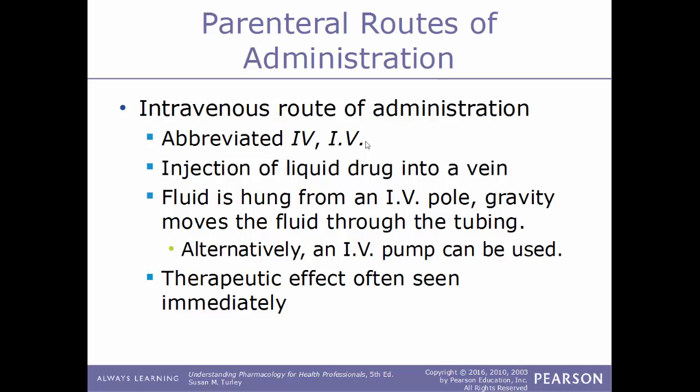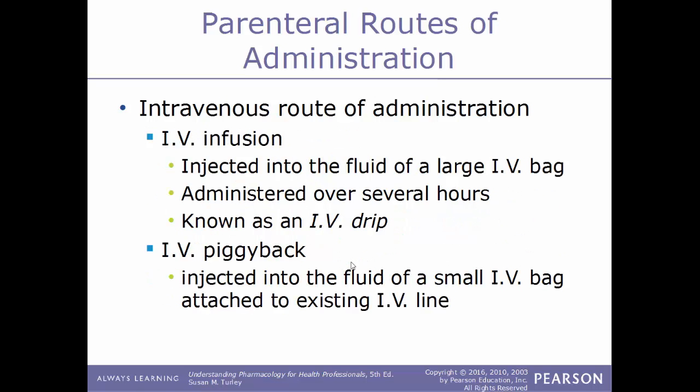Another example of a parenteral route would be an intravenous route of administration, often abbreviated with the letters IV. It's where you have an injection of a liquid drug directly into a vein. You have a fluid that is hung from an IV pole, and then gravity helps move the fluid through the tubing. So that's one way to do this. You can also use an IV pump, and the therapeutic effect of these drugs can be seen almost immediately.